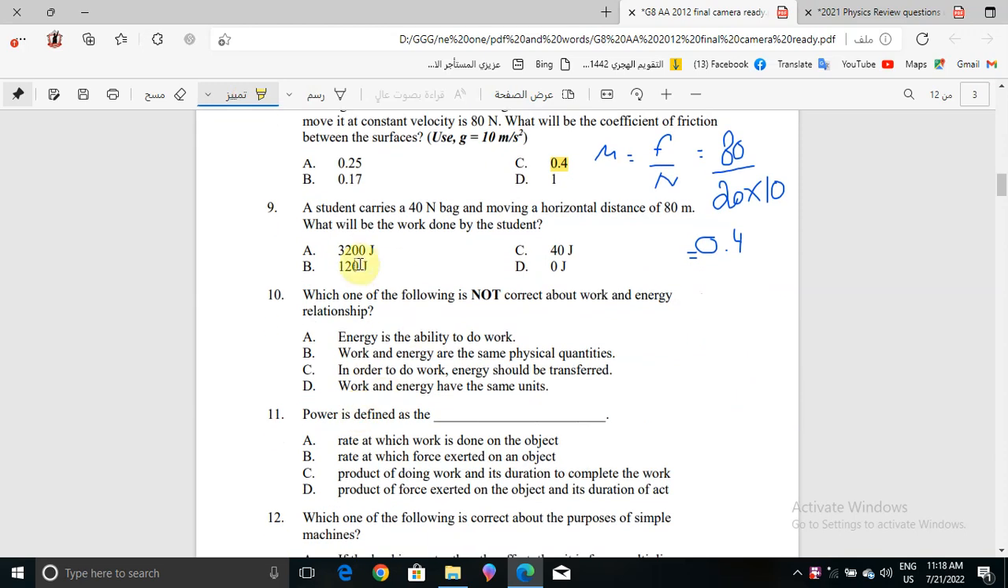Now, question number 9, a student carries a 40 Newton bag and moves a horizontal distance of 80 meters. What will be the work done by the student? So here we have a 40 Newton bag, so that means it's the force, okay, and we have the distance which is 80, then 40 times 80 will be 3200 joule, because work is equal to force times distance, right? So the correct answer for question number 9 will be choice A, 3200 joule.